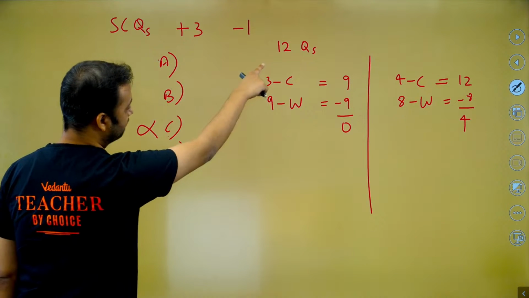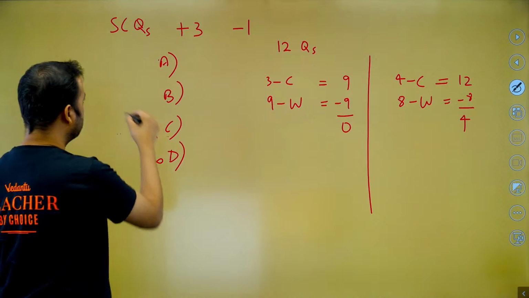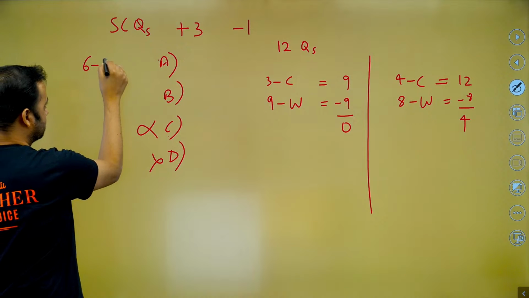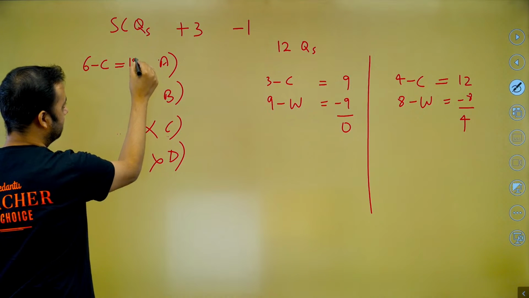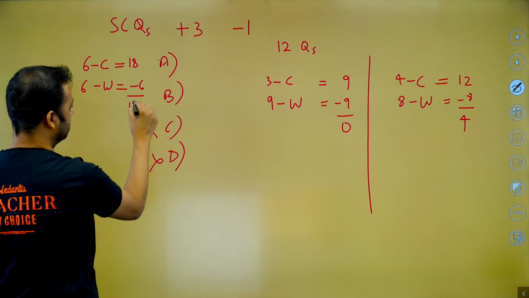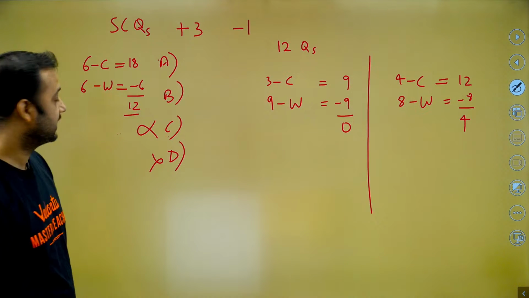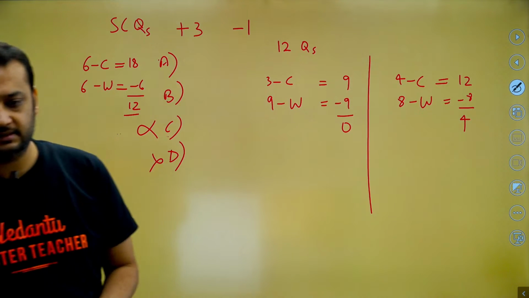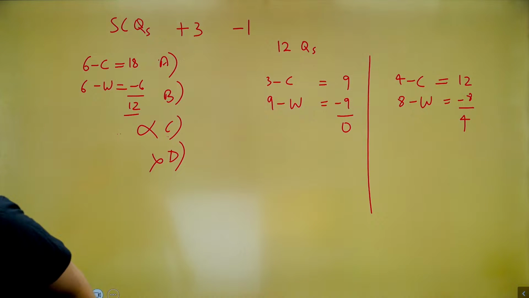Out of 12 questions, 6 will be right and 6 will be wrong. 6 correct questions give 18 marks, and 6 wrong give -6. So you end up getting 12 marks. Now dear friends, think. This is the good thing. This is the strategy.